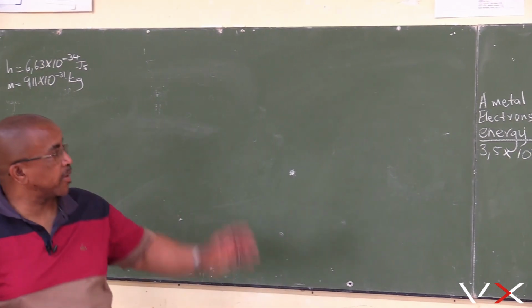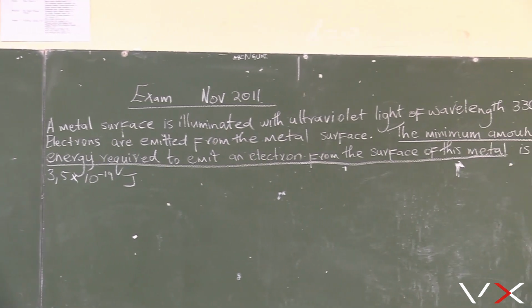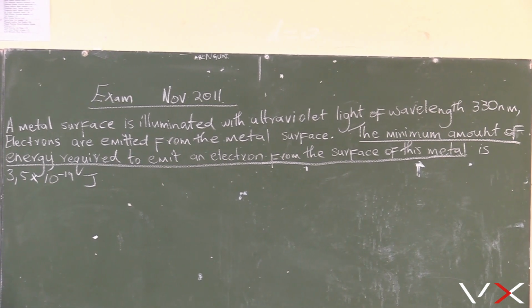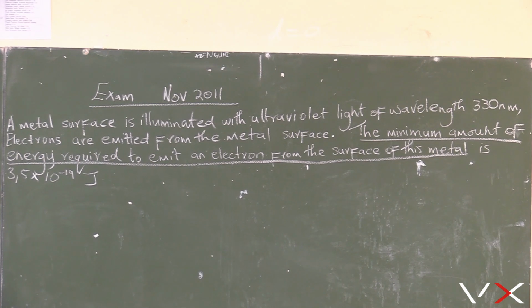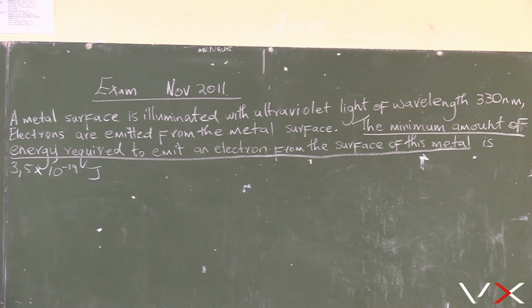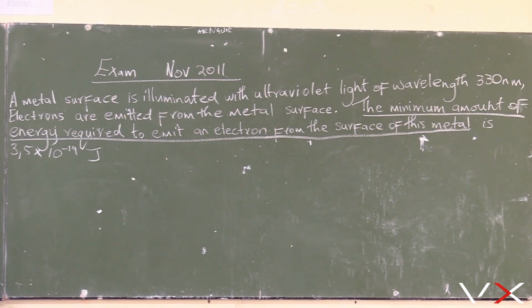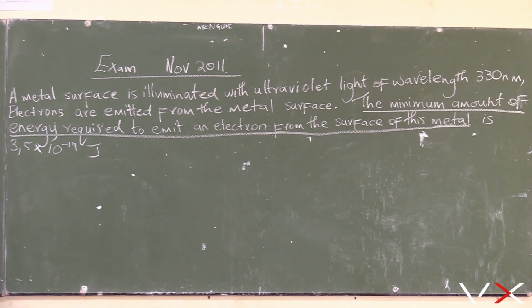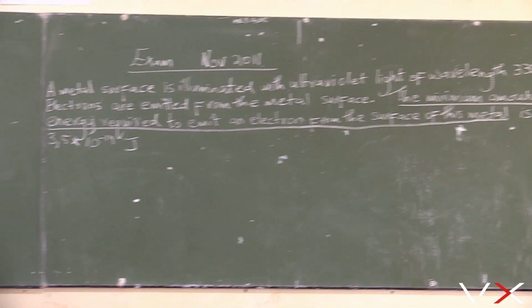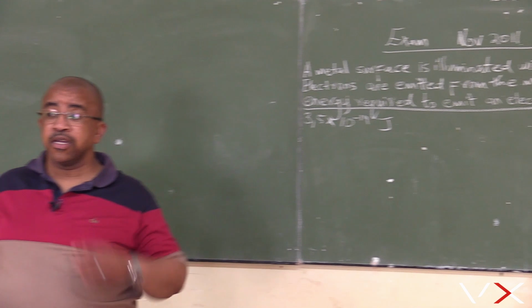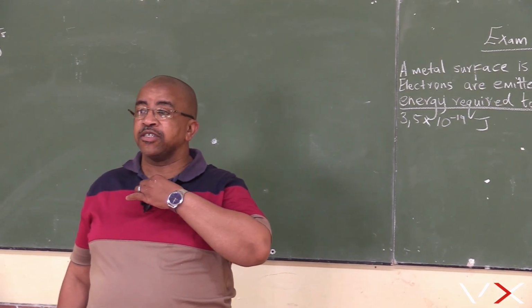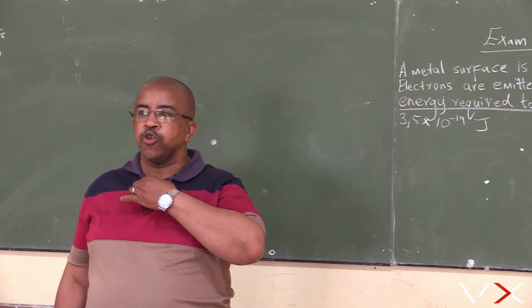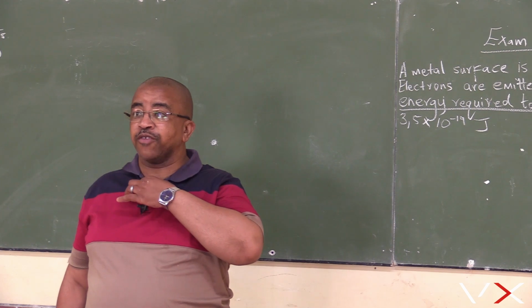Now, the question: the metal surface is illuminated with ultraviolet light of wavelength. Now we are dealing here with ultraviolet light. Ultraviolet light, the rays from the sun, the sun gives us ultraviolet light. You see this symbol, UV, ultraviolet light.